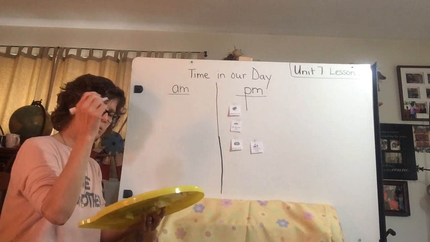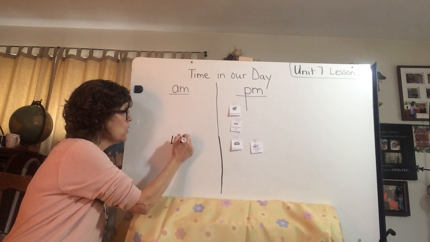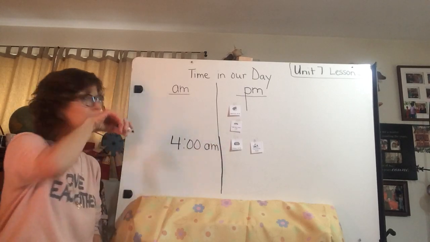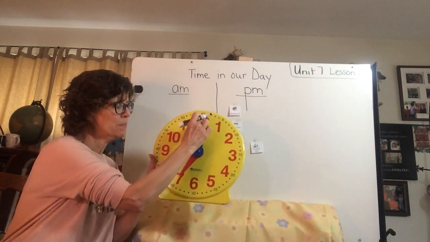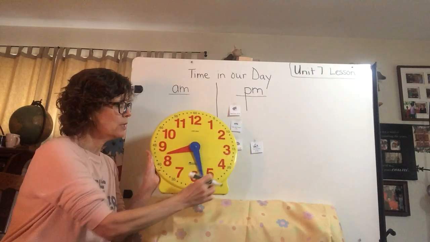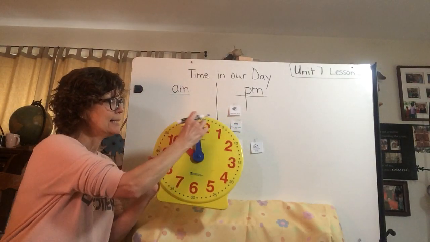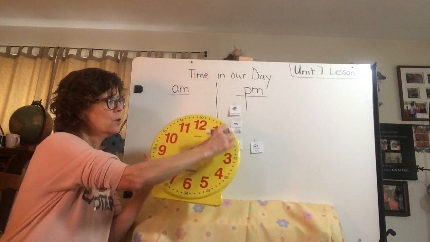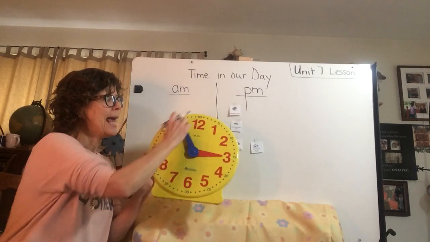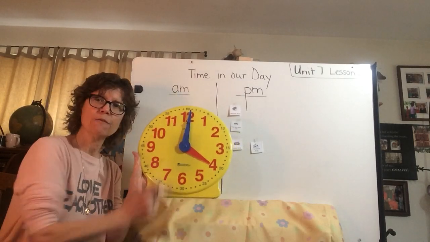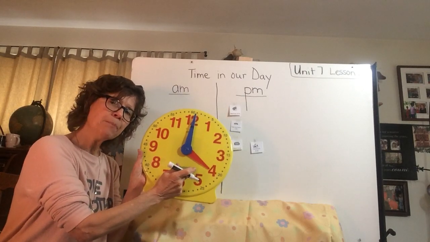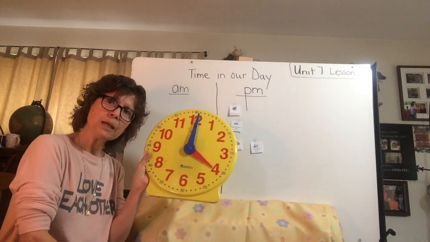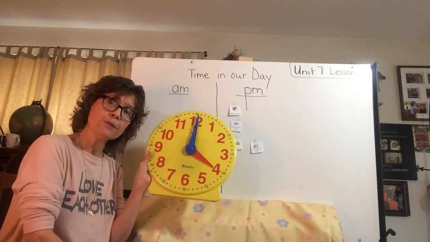How about 4 o'clock a.m. That's really early in the morning, even before the sun gets up. So here we go. We're going around clockwise. 9 o'clock, 10 o'clock, 11 o'clock, 12 o'clock. We're going around to 4 a.m. And there's 4 a.m. If it was p.m., that would be maybe you were getting home from school, or maybe today now you're busy doing an activity or helping mom get ready for dinner.